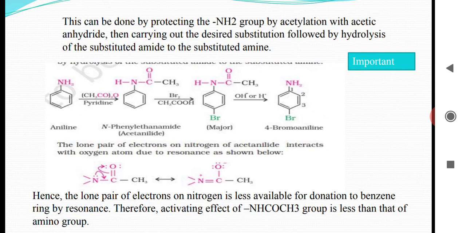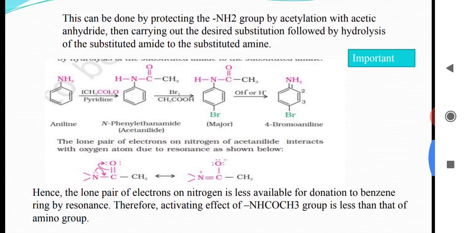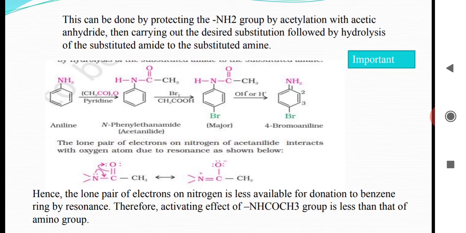The lone pair of electrons on nitrogen is less available for donation to the benzene ring by resonance. Therefore the activating effect of the NHCOCH3 group is less than that of the amino group. Why is its activating effect lesser? Because the lone pair of electrons is now involved in resonance as shown here.